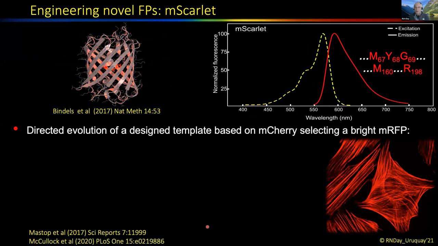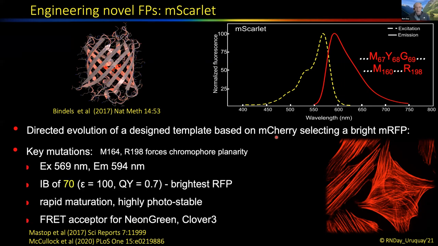And finally, I just wanted to mention M scarlet. M scarlet took a directed evolution approach based on M cherry to generate a very bright monomeric red fluorescent protein. And there are a number of mutations that were introduced into cherry to generate this. I won't go through them all, but it has an intrinsic brightness of 70. Remember, the autofluorescence is extremely low at these wavelengths, so it's very bright. It forms rapidly, it's very photostable, and it's been used as an acceptor for both neon green and clover, among others.